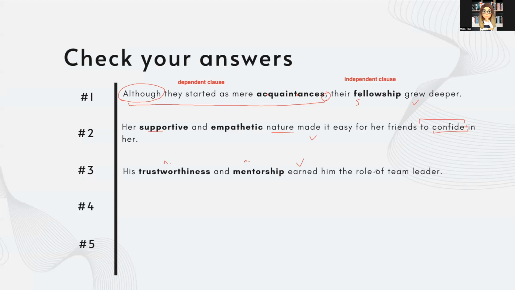So we could say the role, that's fine. But when we say of team leader, it provides us more information. And this preposition of shows the connection between role and team leader, kind of explaining the word role a little bit more. And that's why we use prepositions. Prepositions are often used to show there's a relationship between two nouns.